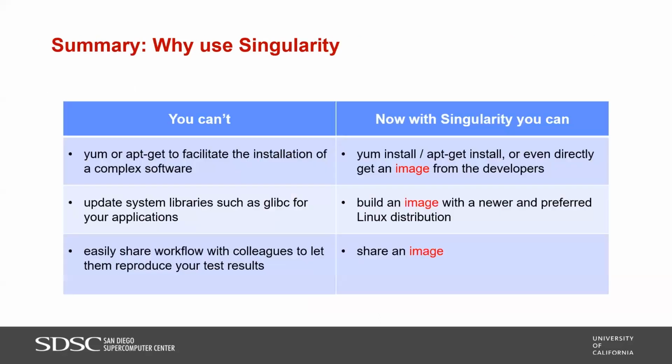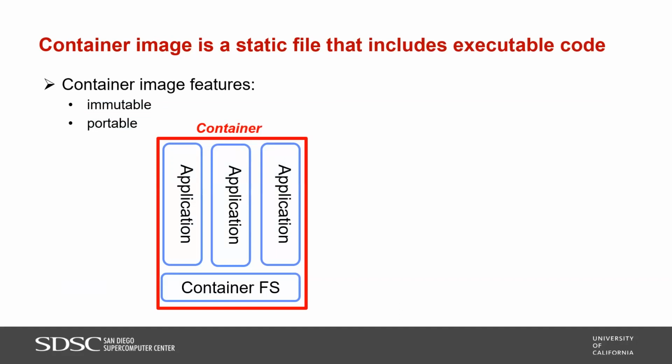Okay, so I have highlighted the word image here. What exactly is an image? An image in container technology is a static file that includes your executable code. It has two features. It's immutable, which means once it's created, you cannot change that image, and it's portable. So it can run on many other platforms or clusters, as long as the kernels are similar.